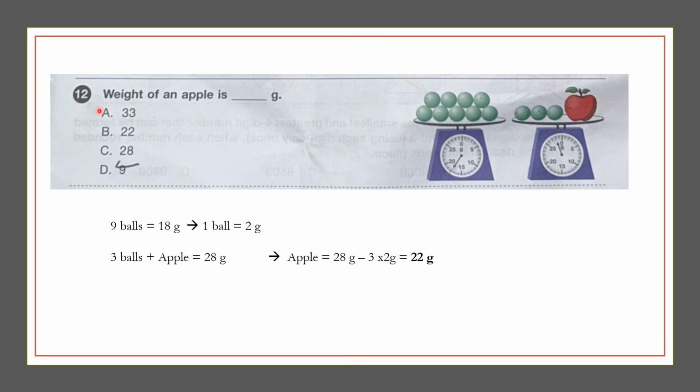Question number 12. Weight of an apple is dash gram. Here we can see balls and apples. So 9 balls equals 18 gram, so 1 ball will be equal to 2 gram. Now, 3 balls plus 1 apple equals 28 gram. So the apple will be 28 gram minus 3 balls, and each ball is 2 gram. So 3 into 2 is 6 gram. So 28 minus 6 equals 22 gram. So the weight of the apple is 22 gram, which is option B.